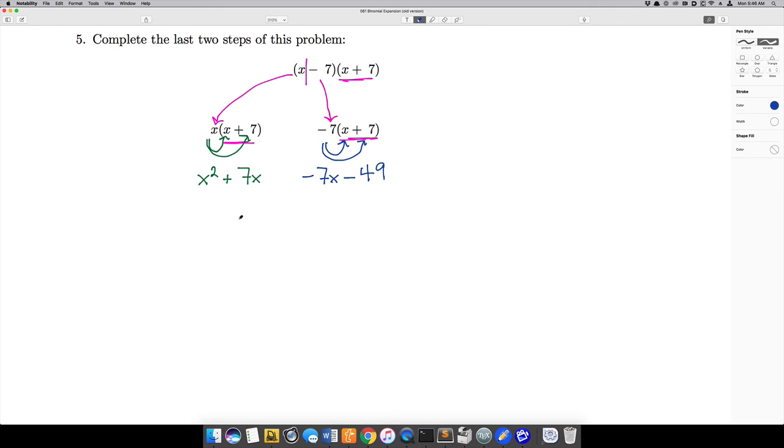And we add this up together, we get x squared. 7 minus 7 is 0x. And then minus 49. And because we have 0x, those cancel out, and we could just write x squared minus 49 as our final answer. So what you're going to do is go ahead and try number 6 through 10 on your own.